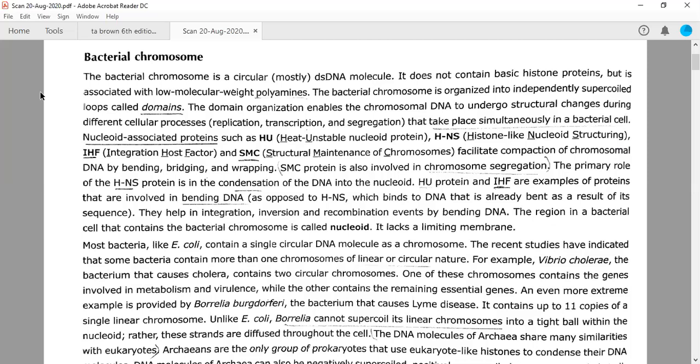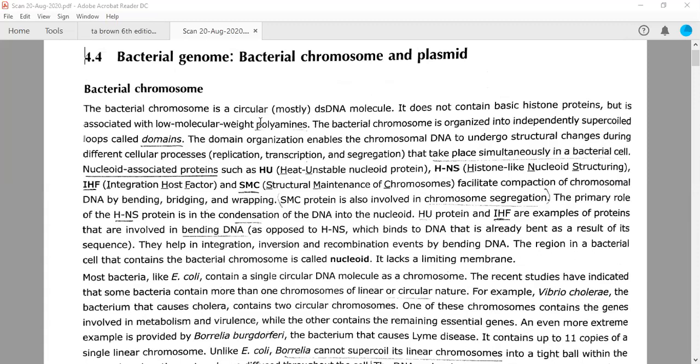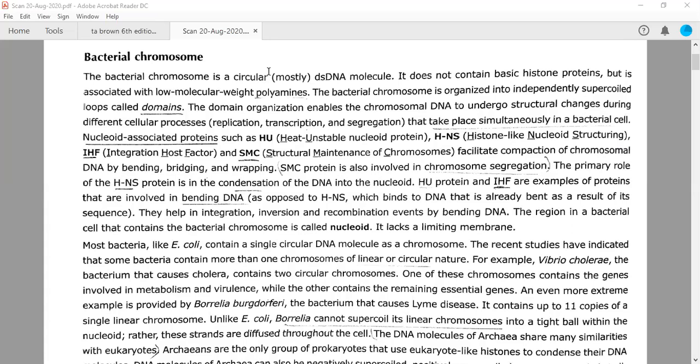Okay, so bacterial chromosome. As we have discussed, the nucleoid region. The bacterial genome is made up of the bacterial chromosome and the plasmid. So first of all, we will discuss the bacterial chromosome. The bacterial chromosome is a double-stranded molecule, generally circular, but it is not always circular. Some exceptions are also there. In certain bacteria, a linear chromosome or double-stranded molecule is also found.